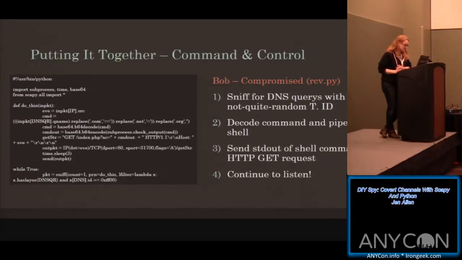And lambda x.has layer, and it's just looking for a DNS query specifically, and a DNS transaction ID that is greater than or equal to FF00. Pretty straightforward. Our ID is always going to land in that range, so we can just make short, easy code here for this example. Again, I recommend a more complex scheme, but this is an easy one to throw on the slide. So at this point, it's going to catch any packets from Eve with this special consideration.